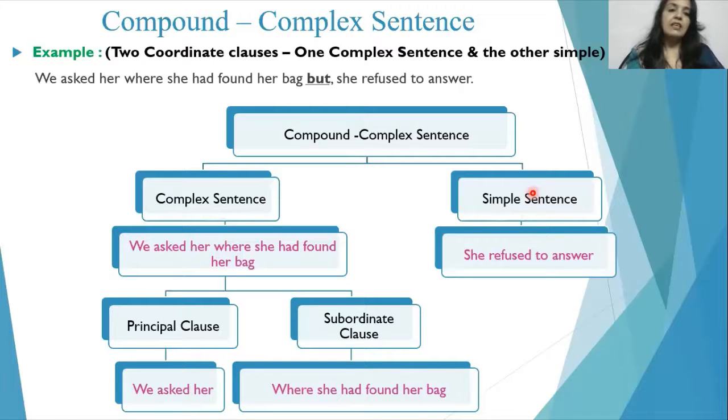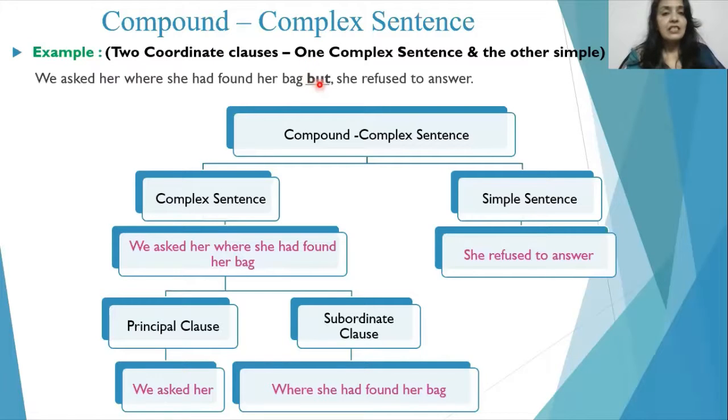And here: we asked her where she had found her bag. The word "where" has been used here, so of course this is a complex sentence. No need to be worried. This "where" will help us to recognize, to judge, okay, this is a complex sentence. But these both sentences are joined with the help of a coordinating conjunction, that is "but". So this "but" is helping us.